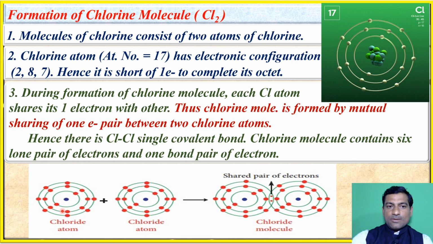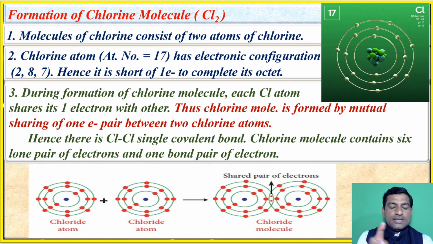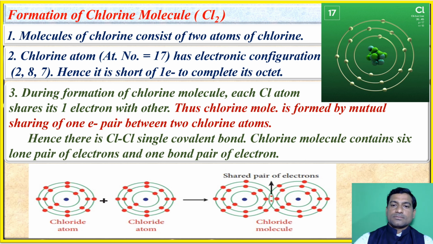See here, the atomic number of chlorine is 17 and the last orbit contains 7 electrons, means each chlorine can share 1 electron from either side, and these 2 electrons are shared between 2 atoms and the bond is formed. That bond is called a covalent bond, and there is a formation of a chlorine molecule by mutual sharing of electrons from each atom.